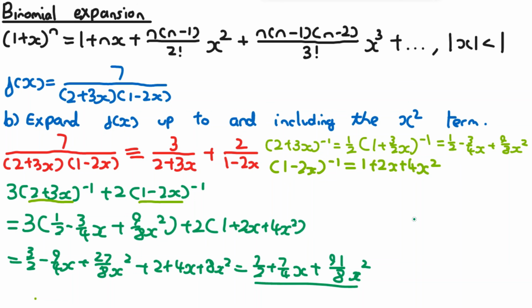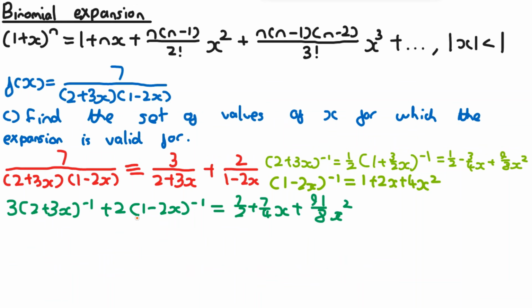Now for part C, we need to find the set of values for x which the expansion is valid for. Now this is a bit different from before because now we have done 2 binomial expansions. So which one do we pick? So first of all, let's actually figure out each one individually. So let's start with the (2 + 3x) to the power of minus 1. So this was this binomial expansion. And remember, we wrote this as a half of (1 + 3/2 x) to the power of minus 1. This is what we actually plugged into the formula, so remember this is actually the one that we plug into this here as well.